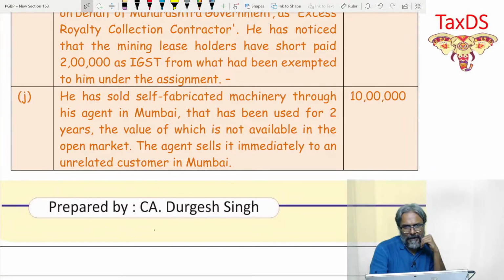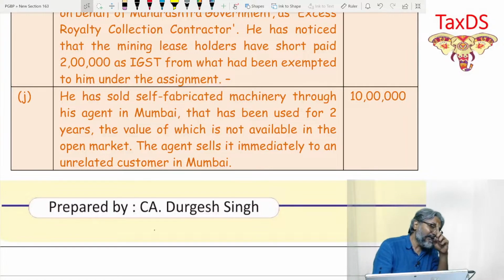Yes, correct. Open market value or 90%, whichever is lower. This question, open market value, they have not given. We'll see further if it is given. I do know the question, so I can tell you that open market value is not available. 90% would be available in this particular context. So 90% of 10 lakhs would be 9 lakhs.